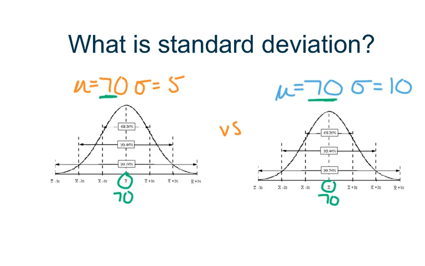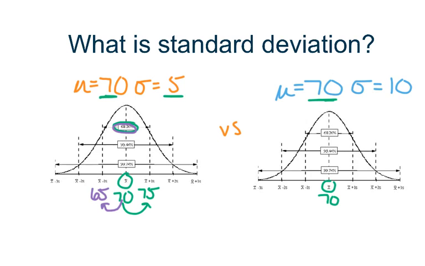Now, to calculate the range of the values that we anticipate 68% of all students to have scored in, what we have to do is add one standard deviation above. So 70 plus 1 times 5 would be 75. To get the lower end of that range, we're going to subtract 70 minus 5, which is 65. This tells me that 68% of the people in this class who took the test scored between a 65 and a 75.